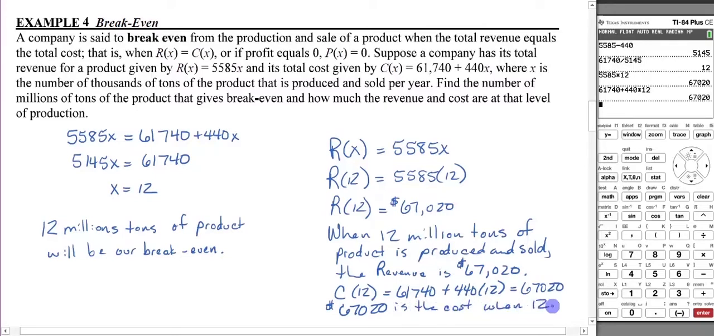when 12 million tons of product is produced and sold. So we found the place where the revenue is the same as the cost. That's when 12 million tons of product is produced. So when you take the revenue and you subtract the cost, you have 0. You have break even. No loss, but no gain.